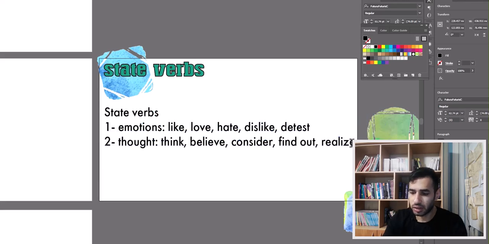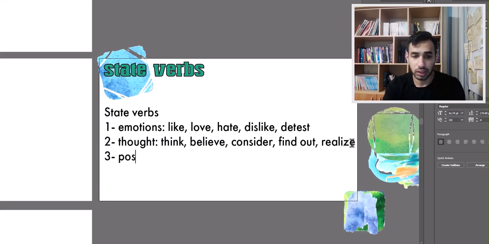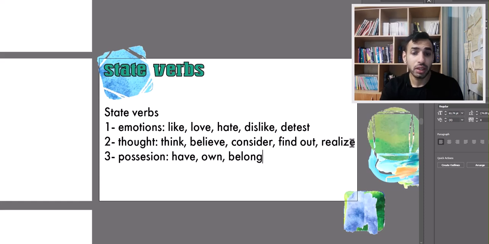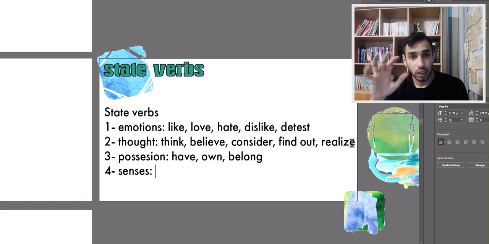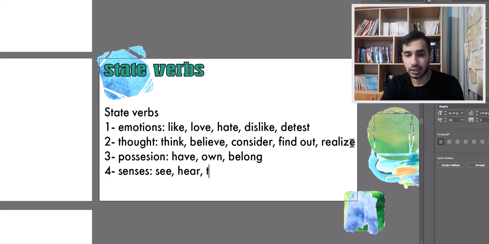The third group of state verbs are possessions. I cannot use would with these verbs: have. I can't say I would have. I should say I used to have. Own, belong. These verbs represent owning something, having something, possessing something. Fourth, senses. Unless they are actions, I'm not allowed to use would with these verbs like see, hear, taste, smell, or feel.